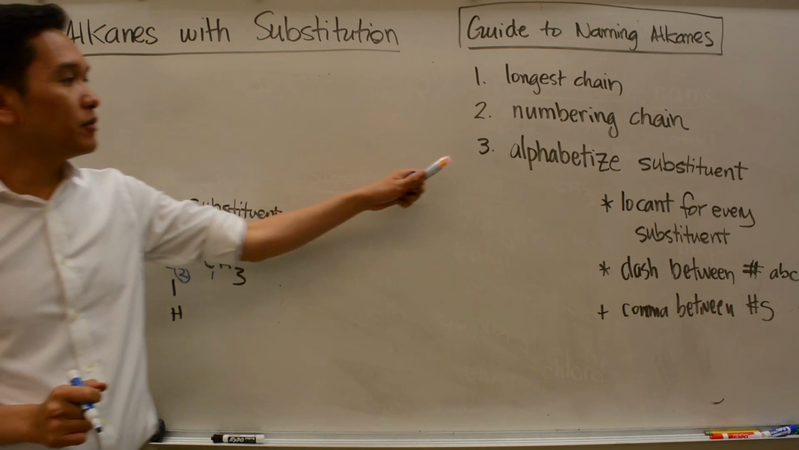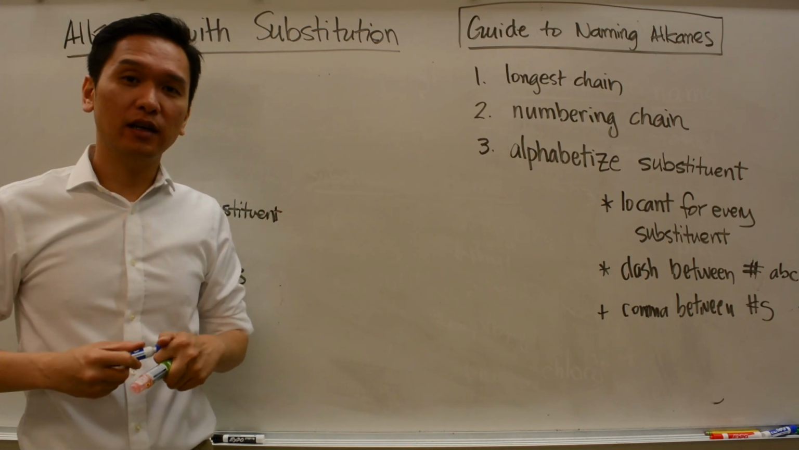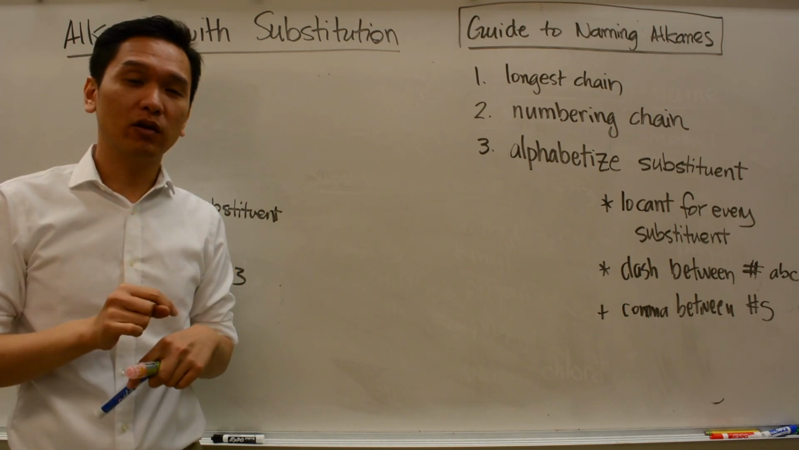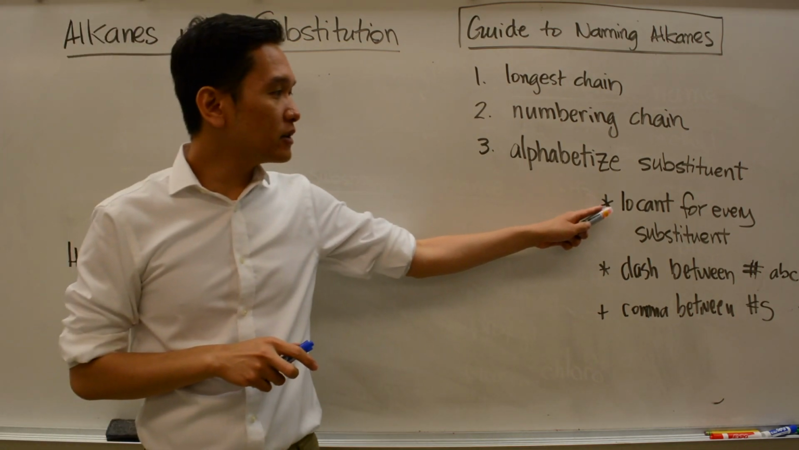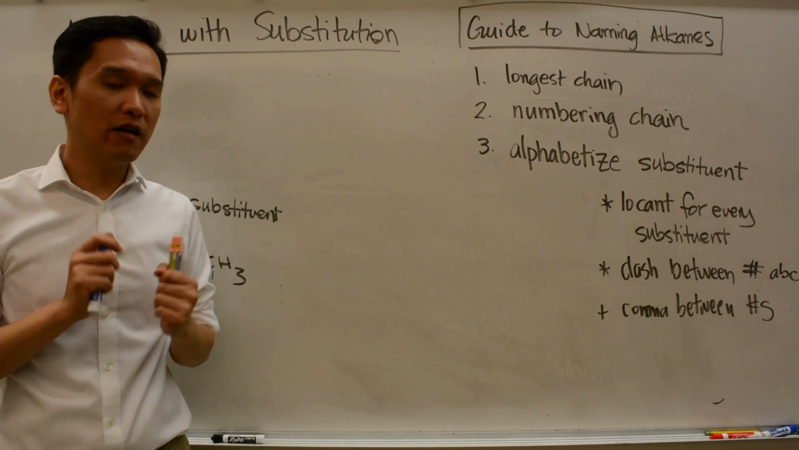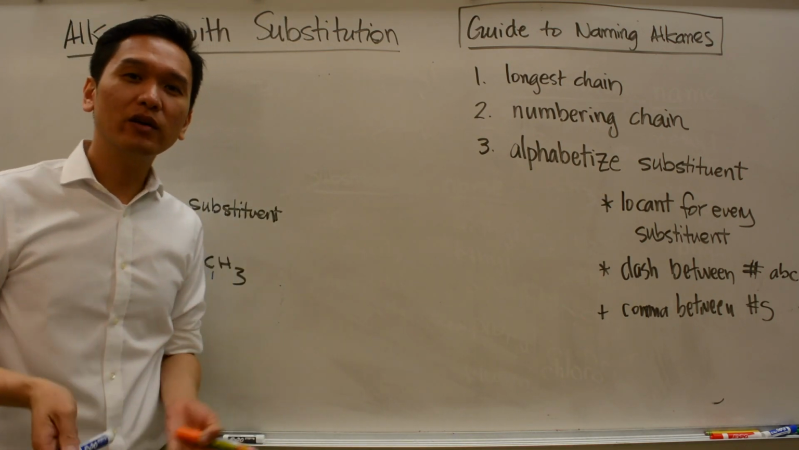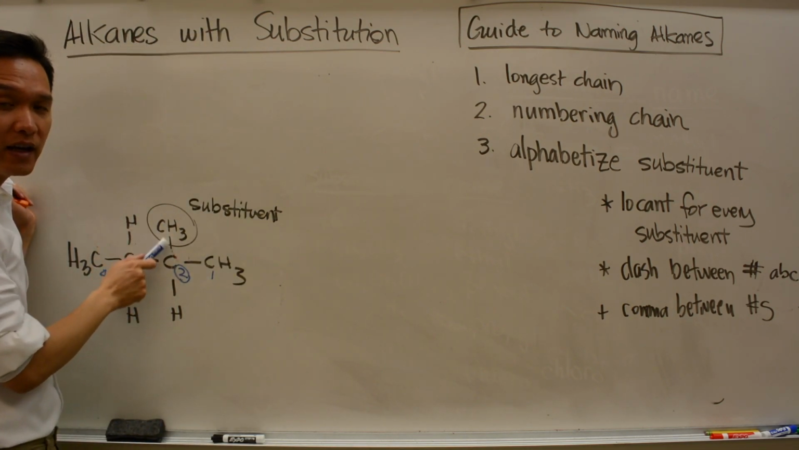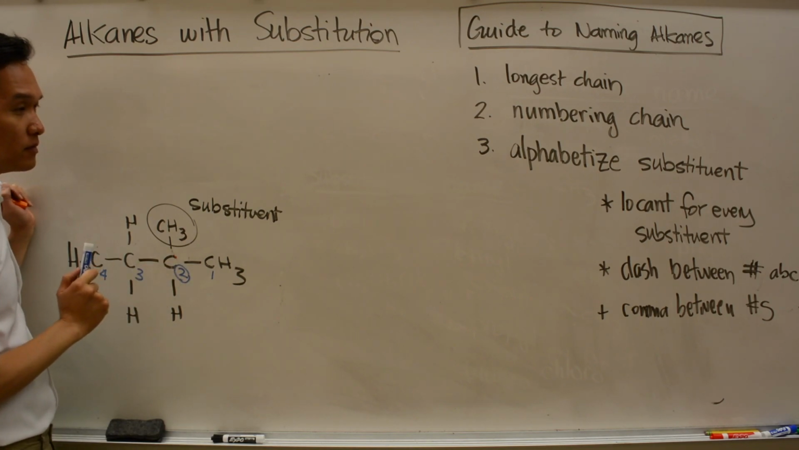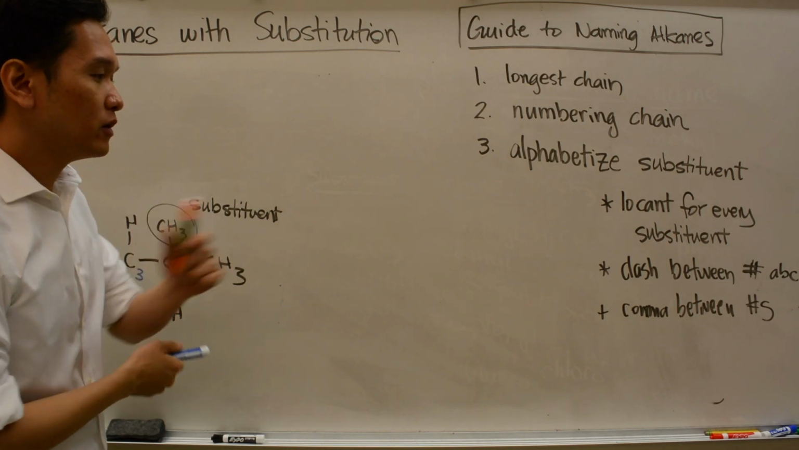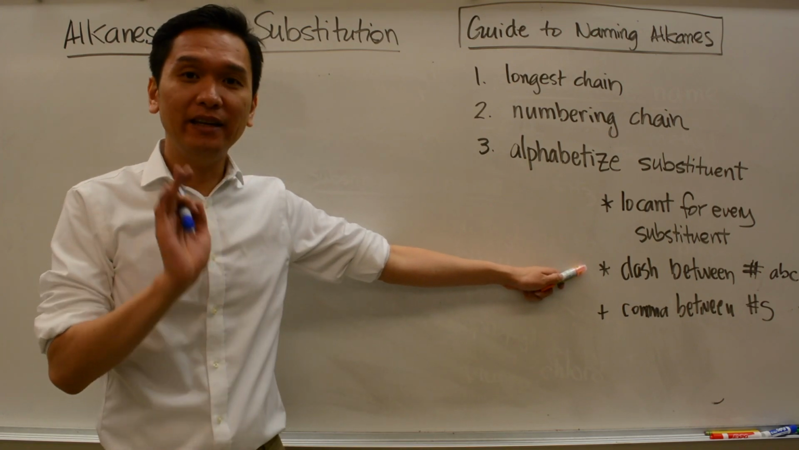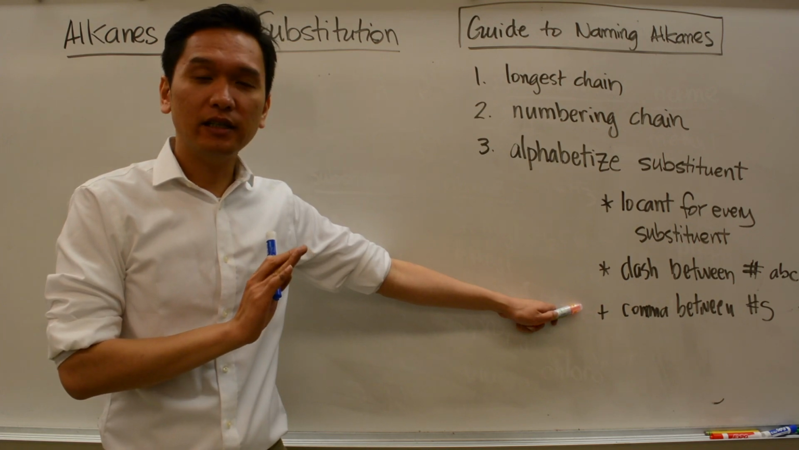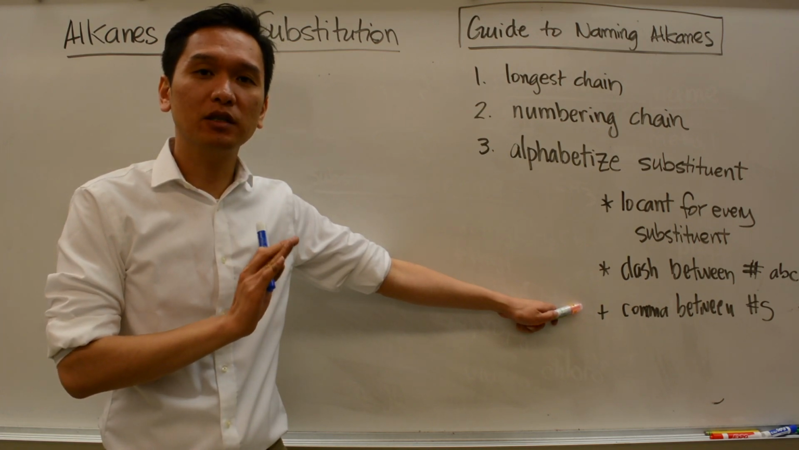Okay? Let's take a look at number 3 here. Now you're going to write the name of the alkane, putting in the substituents in alphabetical order. Okay? And you're also going to put in a locant for it. Every substituent must have a locant. A locant is basically the address. For example here, the locant for this methyl group is 2 because it's hanging off of the second carbon. Okay. Some more rules here. You want to put a dash between any number and any letter. Another rule here is if you have two numbers, you want to put commas between them.